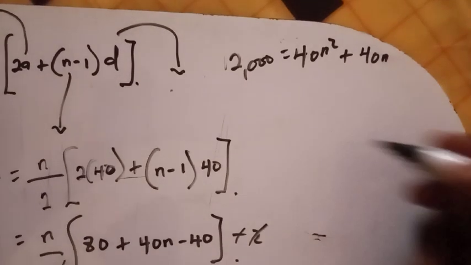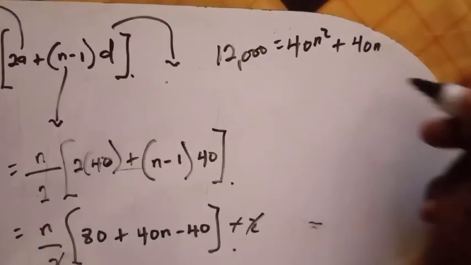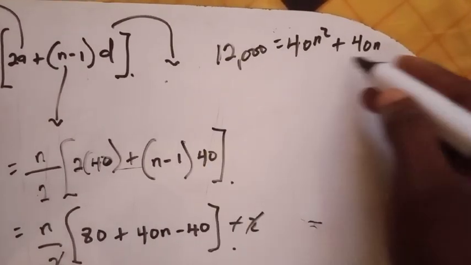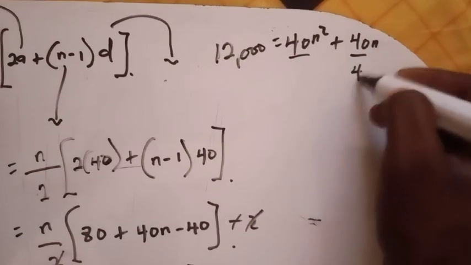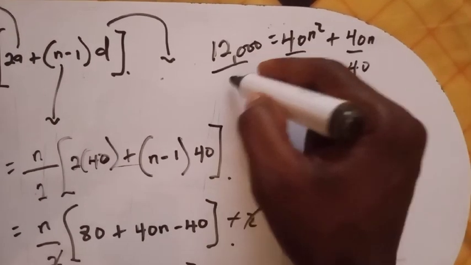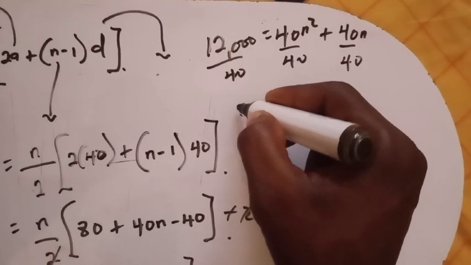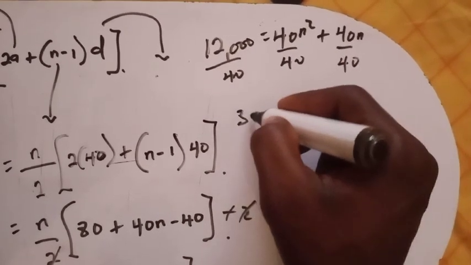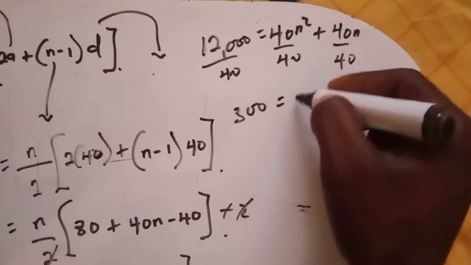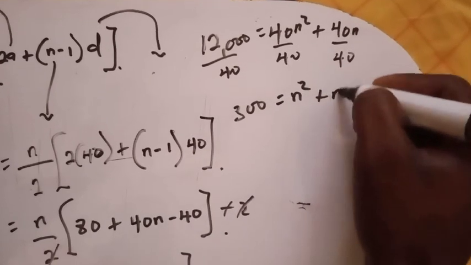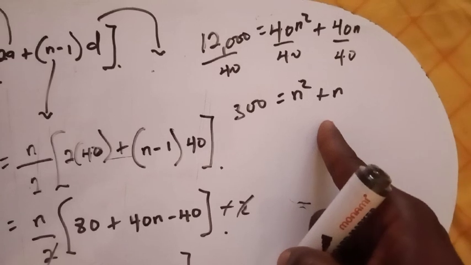Okay, now we are free to go. What will happen if I divide everything by 40 to make my calculation very easy? If I divide this by this, I'm going to have a value of 300. This one will remain n squared plus n. So which method are we going to use to solve this one?